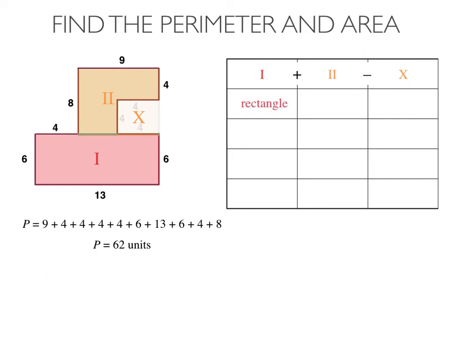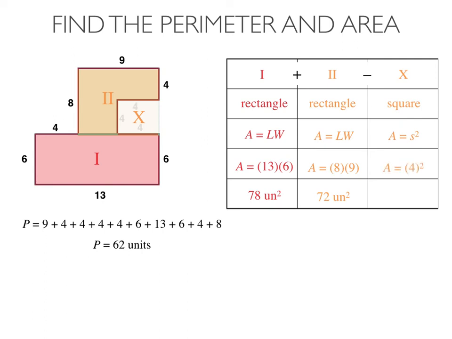Shape 1 is a rectangle. We know the area formula. We're going to substitute in the numbers, and we get 78 square units. Shape 2 is also a rectangle. Area is 9 times 8, or 72 square units. Shape 3 is a square. Gives us a chance to work with another formula. It's side to the second power. So that's 4 squared, or 16. And the area of the whole figure, remember we're going to add 1 and 2 together and subtract off the area of that square. So I get a total area of 134 square units.